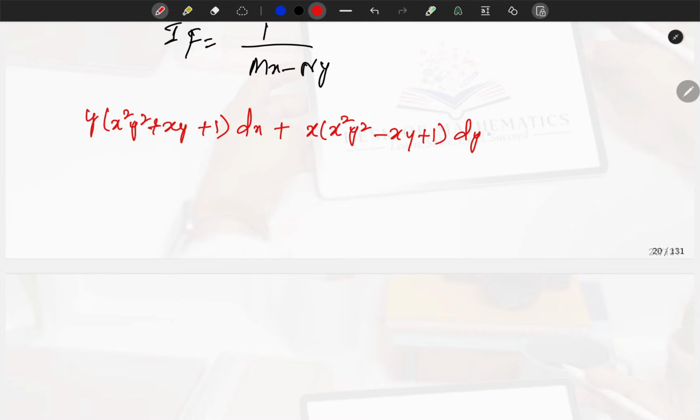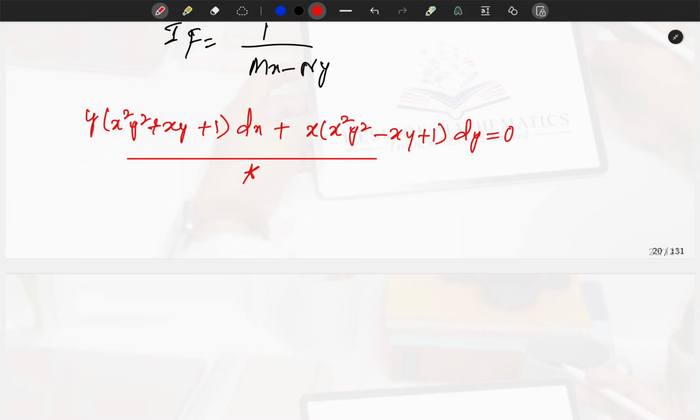Similarly, try this question as well. I will give you another question here: y(x²y² + xy + 1) dx + x(x²y² − xy + 1) dy = 0. Please pause the video to solve this question. It is also of the second case of the exact differential equation, so find the integrating factor, multiply it to the given differential equation, it will become exact, and you can find the solution.